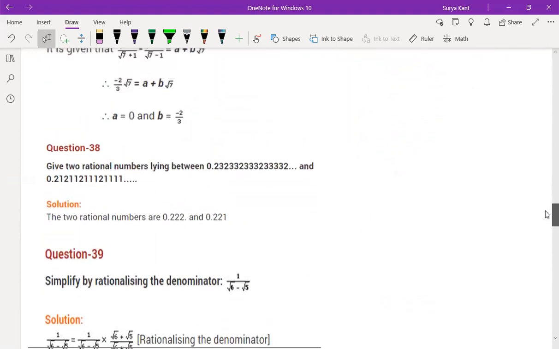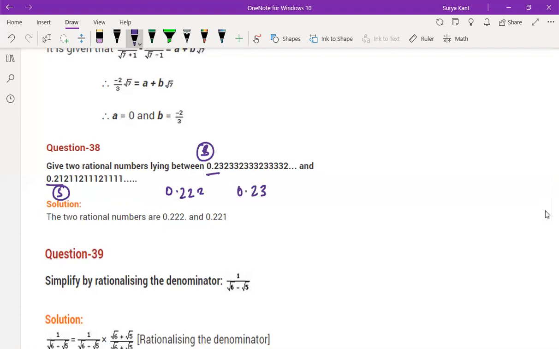Now the next question is to give two rational numbers lying between these. This is 0.23 and this is 0.21, a small one and a bigger one. Between them you can write so many numbers, like 0.222. This also you can write. 2, 3, 3 you can't write, 2, 3, 1 you can write. Again 0.221. So many numbers you can write by yourself.